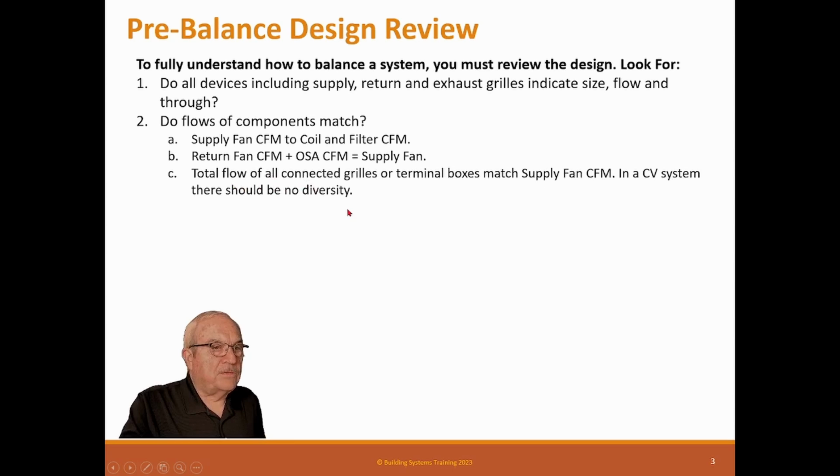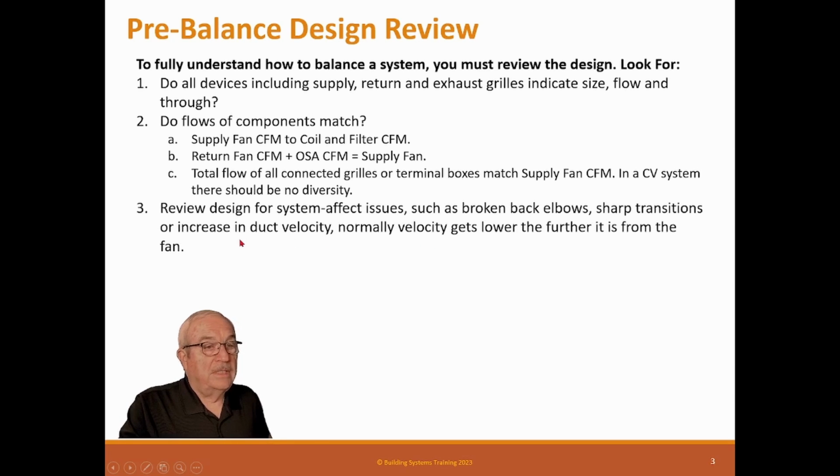In a constant volume system, there should be no diversity. Now, in a VAV, it's possible to have more CFM at the box level, at the zone level, than it is at the main level. But for constant volume, it is not, because it doesn't vary. So for a constant volume system, everything needs to add up. Now, you say, well, how could you have terminal boxes? Well, you may have reheat boxes or something like that. Some terminal boxes are not variable flow, they're constant flow. So you need to make sure that you have no diversity in those. And the only reason you'd ever have diversity is a mistake. And then you need to work on that mistake.